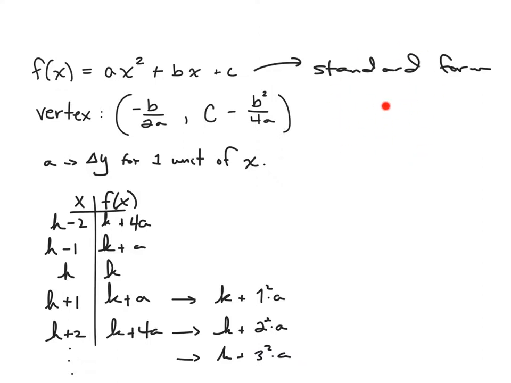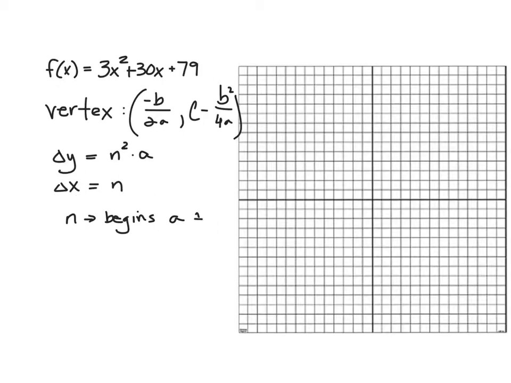Some textbooks may call it general form. I'm just calling it standard form because that's all I've ever known it to be called. So here we go. Let's take a look at how we graph one of these things. So first off, my function is f of x equals 3x squared plus 30x plus 79.